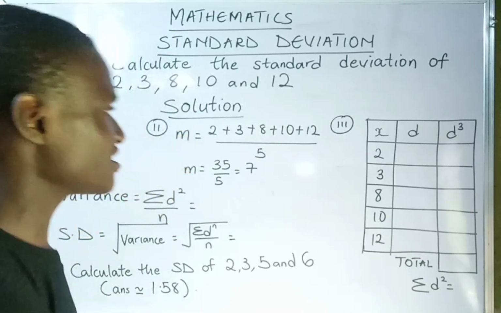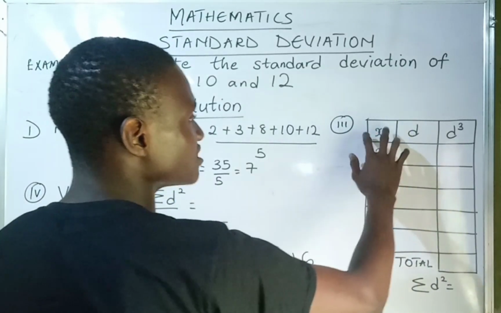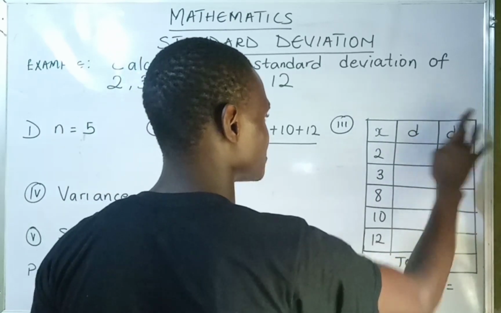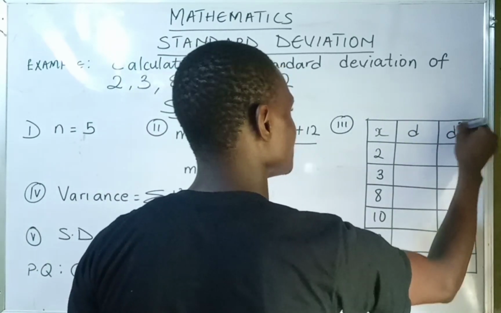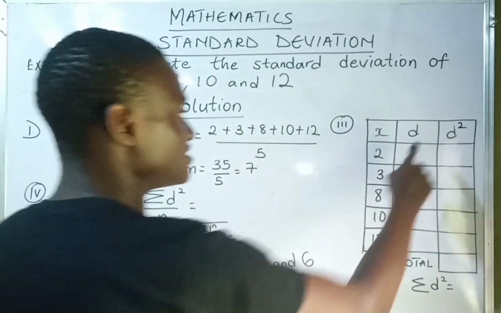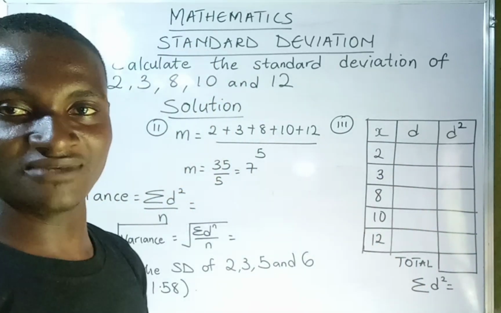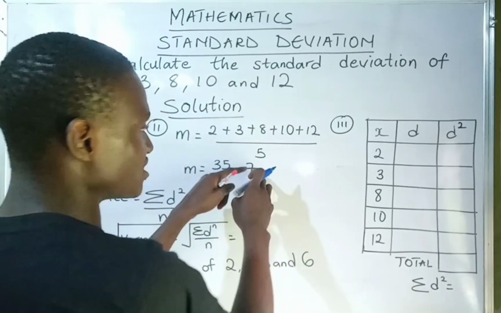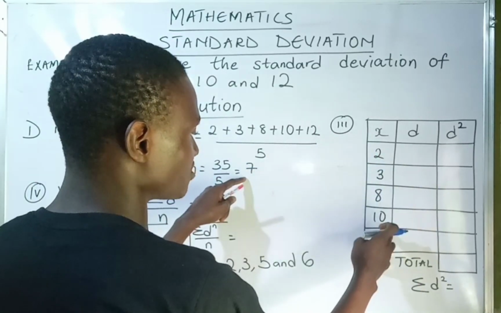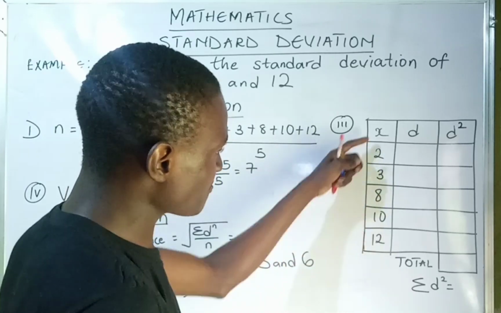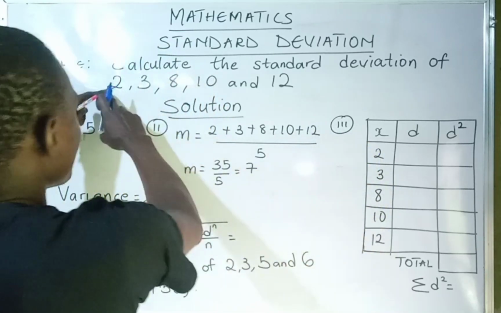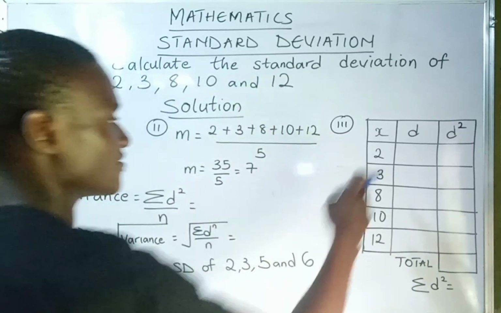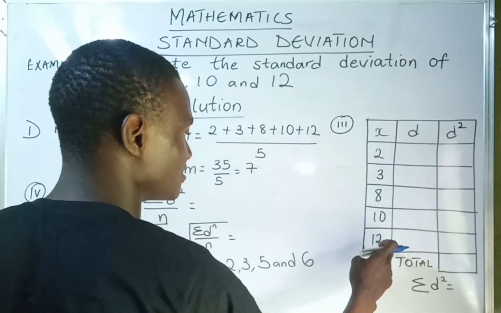Now the next thing is, what is your x? You want to label the first row x, d, and d squared. This d is your deviation from the mean. And how do you get it? You want to take your 7, which is the mean, away from each of these numbers. You will notice that the numbers I have here are the numbers that we were given: 2, 3, 8, 10, and 12.